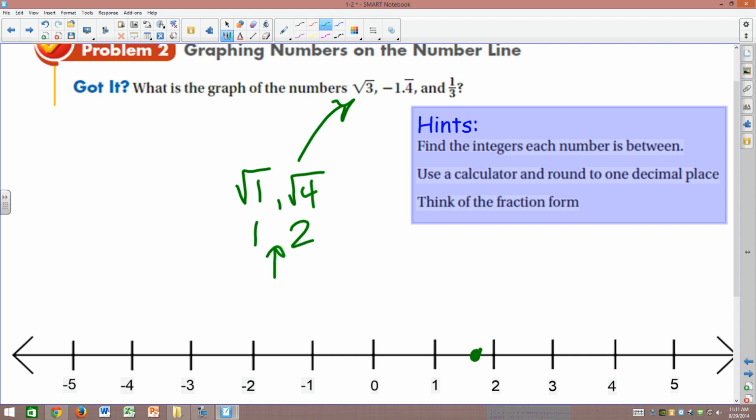Right. When we label it, make sure you label the original thing. Don't put 1.7. Do square root of 3. Right, because that's not what they're asking. All right, negative 1.4 repeating. Now, that's just really close to 1.4. So almost. So it goes there?